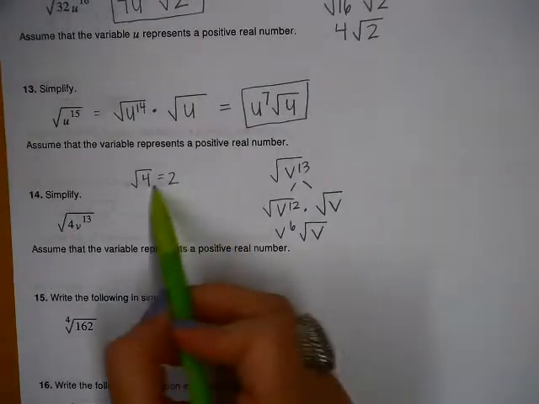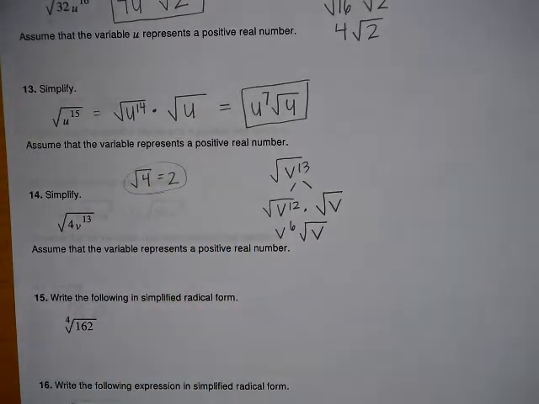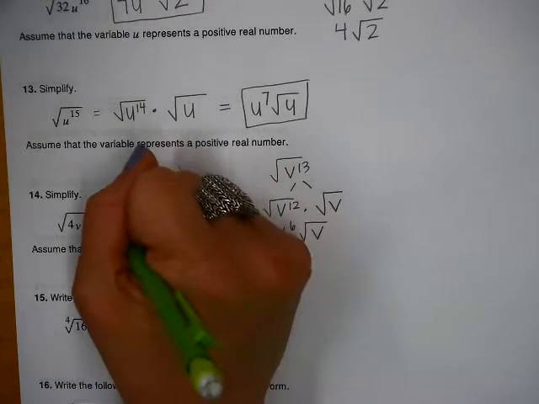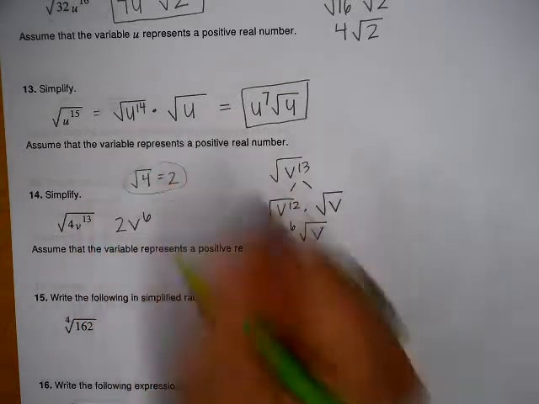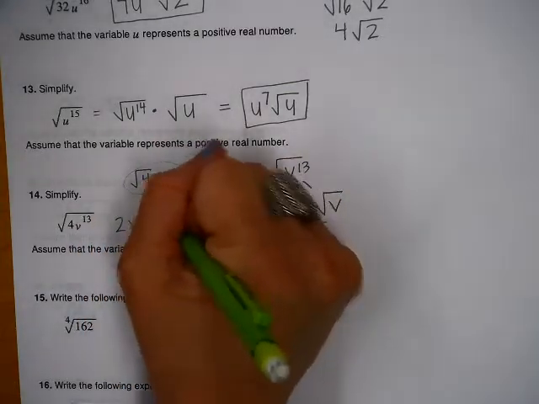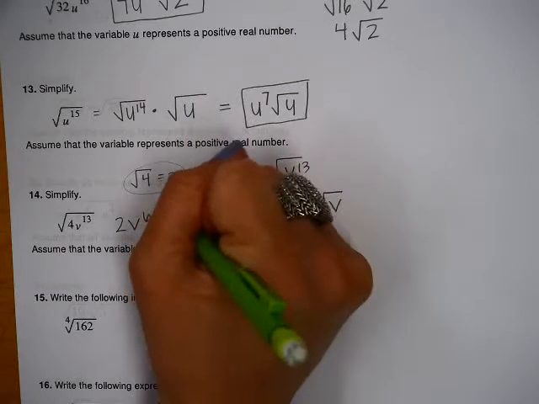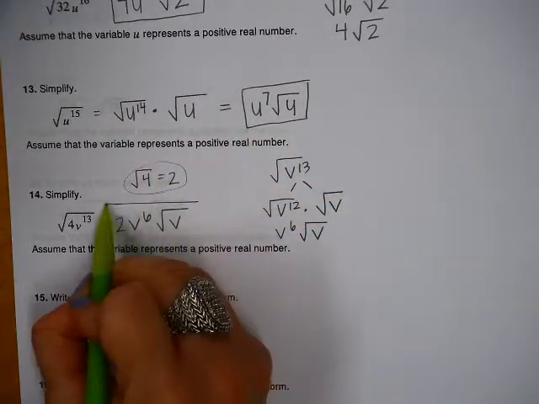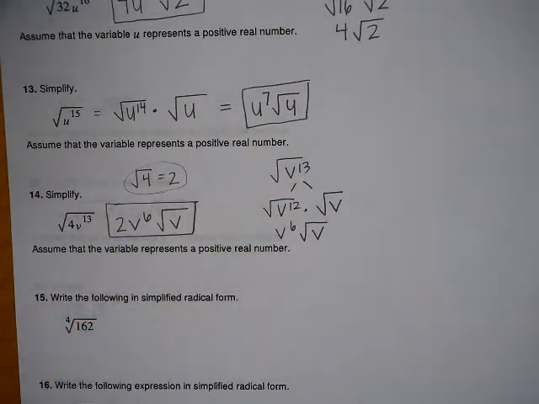And don't forget we have this 2 here as well. So then my final answer is what? 2v to the 6th times the square root of v.